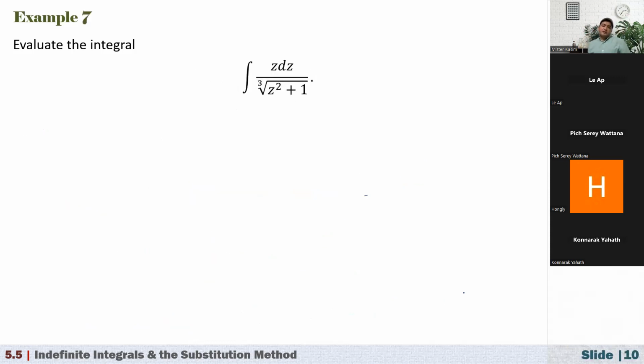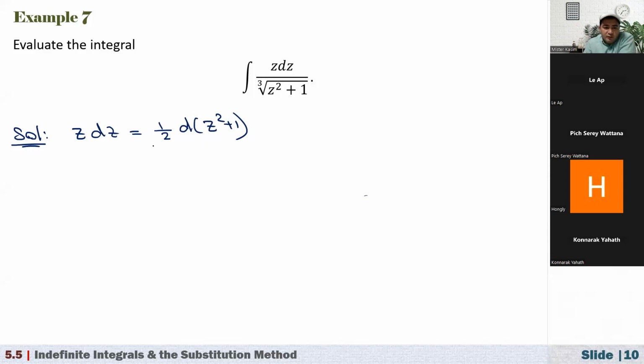Another example, evaluate the integral. Here we have the integral with numerator z dz, denominator the cube root of z squared plus 1. Okay, now immediately when you look at this z dz, we can write it as 1 over 2 d of z squared plus 1, right? Because if you differentiate z squared plus 1, that's equal to 2z. And the 2s cancel each other, we have z dz.